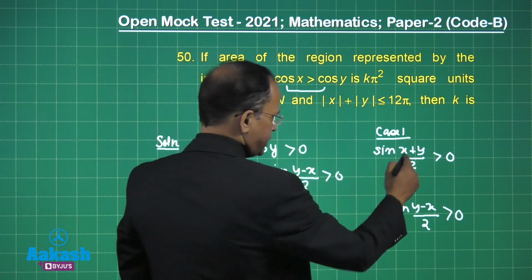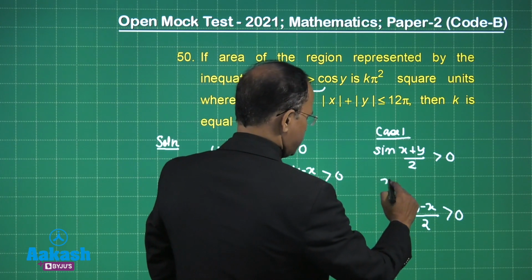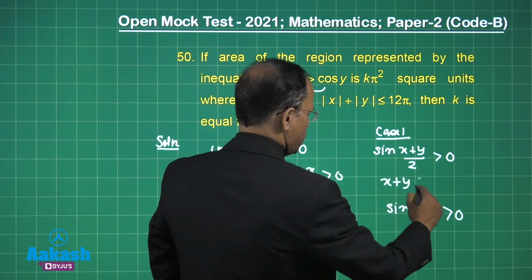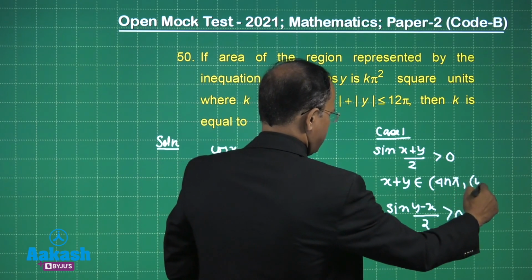Now if we talk about sine of (x plus y) greater than 0, and write it in the generalized form, this can be x plus y belongs to (4n pi, (4n plus 2) pi), right?